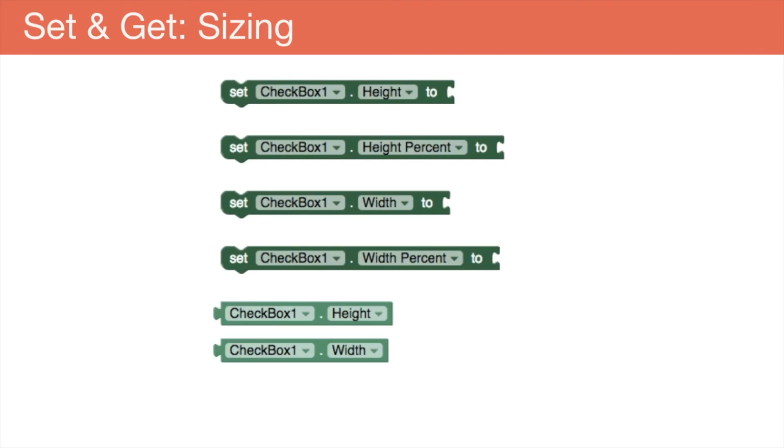Now, a couple of things that we want to look at are changing the height. So again, you can put in numeric values here for height and width, or height percent and width percent. And for our getters, these two blocks return numbers. So they'll tell you how tall or how wide your checkbox, that's the entire component. So think of it like the background color that shows you how high or how wide the checkbox is.